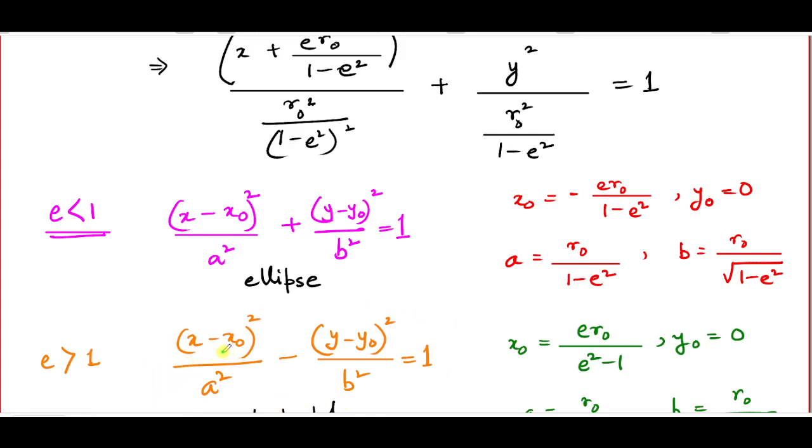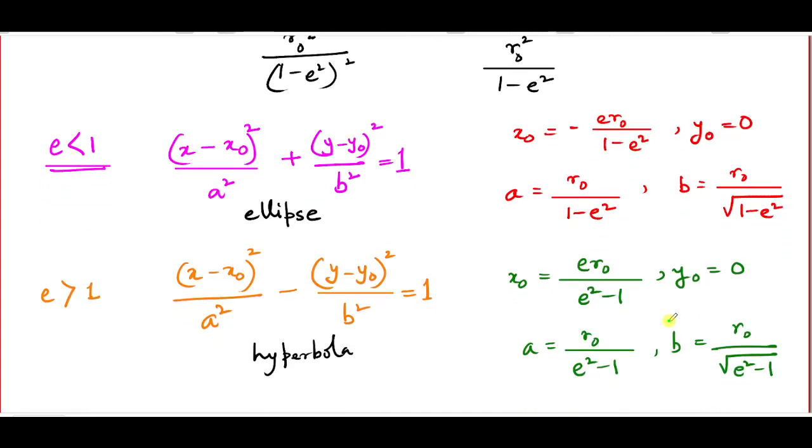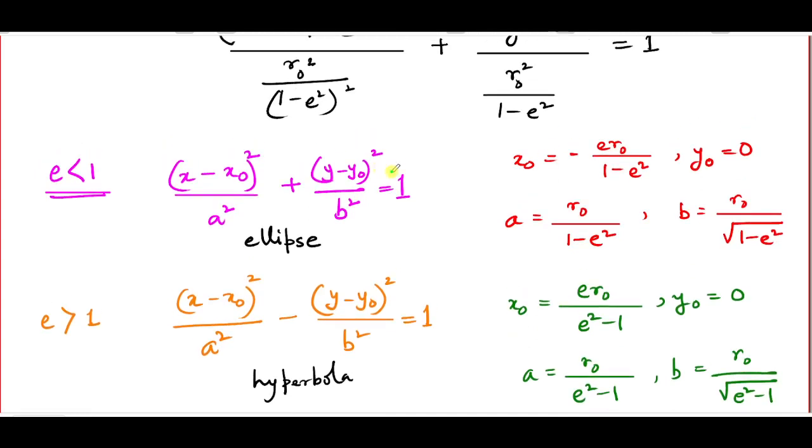And now, x0 is given by e r0 by e square minus 1. Exactly the same expression as before, but now this is the positive number, as opposed to this, which was a negative number. And y0 is 0. And what about a and b? These parameters which describe the shape of the hyperbola? Well, a is simply r0 by e square minus 1.